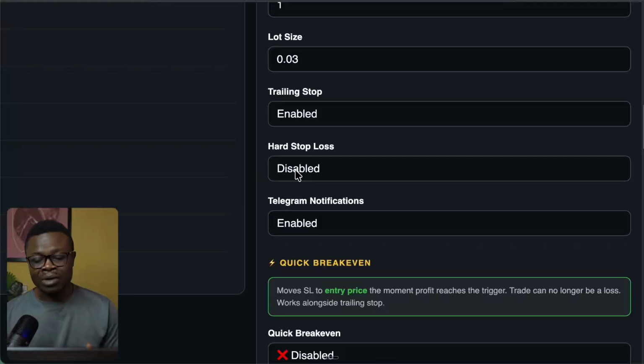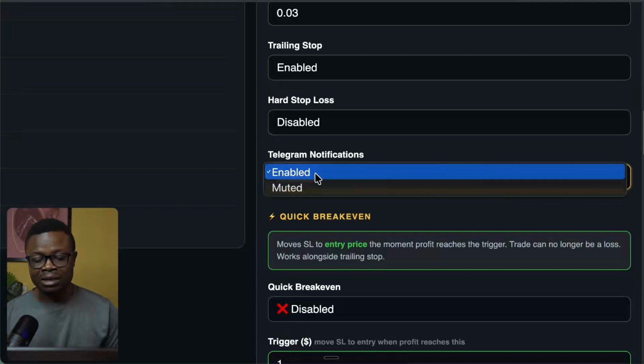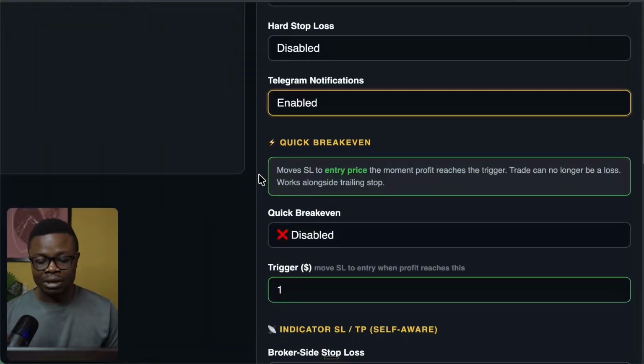In a case where there are going to be news or high volatility that will affect the market, I just go ahead and turn this on. When I know the market is a bit stable, I just turn it off. Then the Telegram notification: whenever this bot takes a trade, it automatically sends us a notification on Telegram. When it closes that trade, we equally get a notification as well. So that's this one. You can enable or mute the Telegram notification.